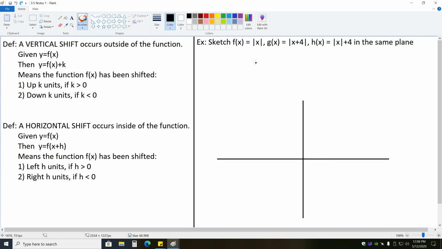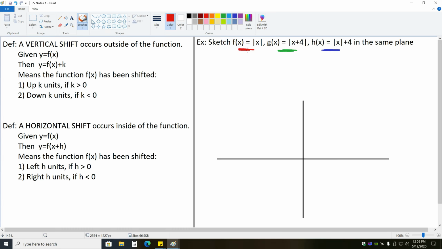Okay, so let's see what this actually looks like when we're graphing here. We have the following example where we want to sketch f of x equals the absolute value of x. We'll go ahead and put that in red. Then we have g of x equals the absolute value of x plus 4, with the plus 4 inside of the absolute value. We'll put that in green. And finally, we have h of x equals the absolute value of x, plus 4. We'll put that in blue.